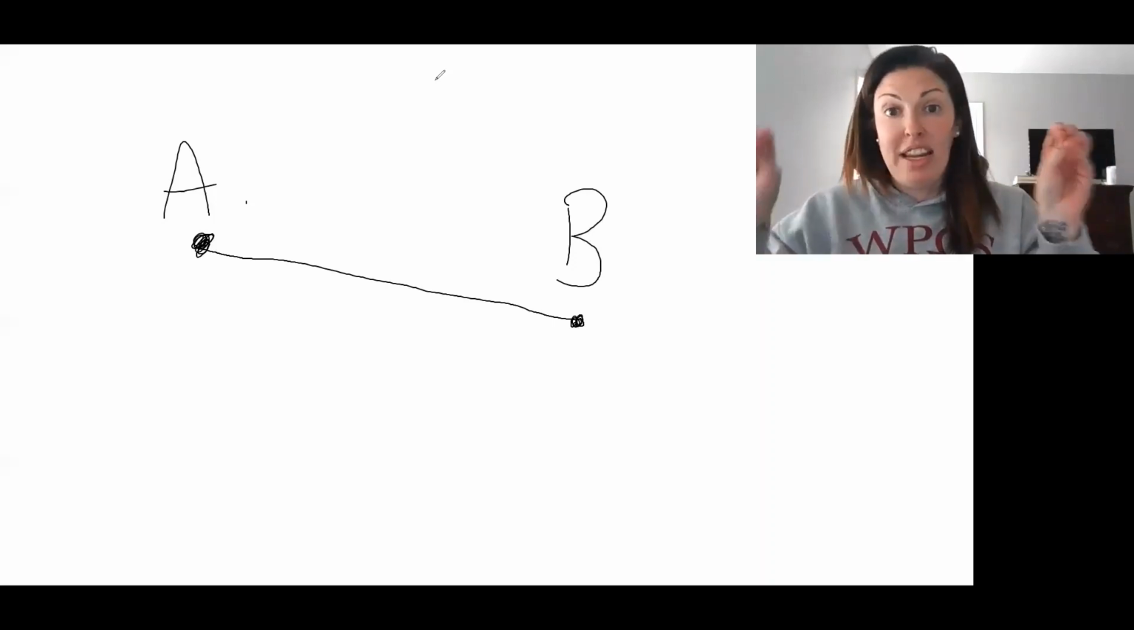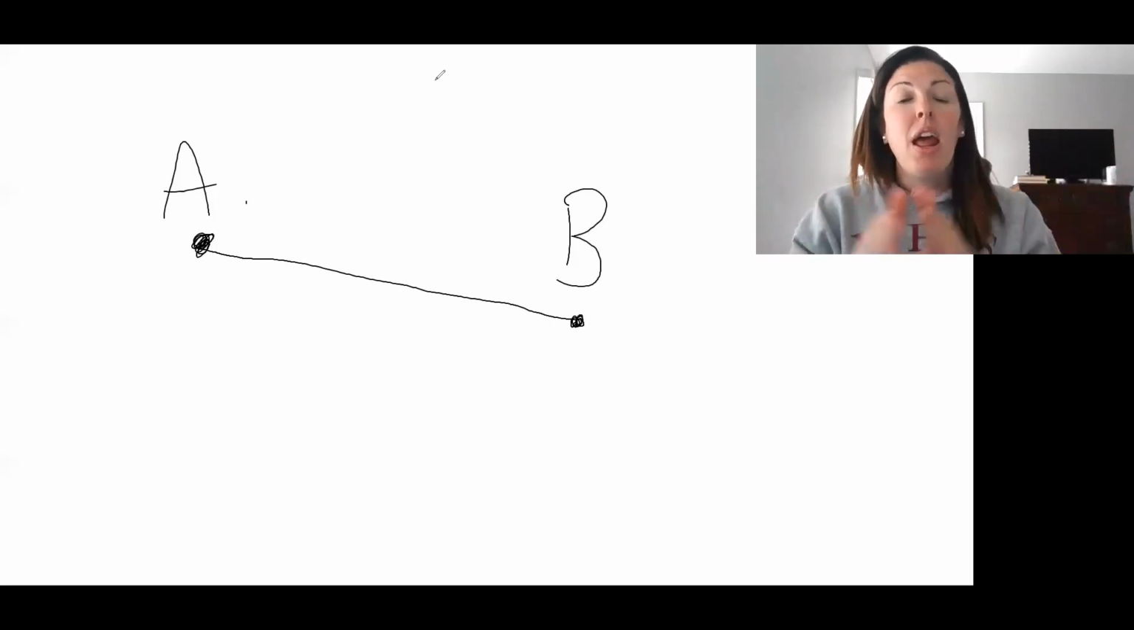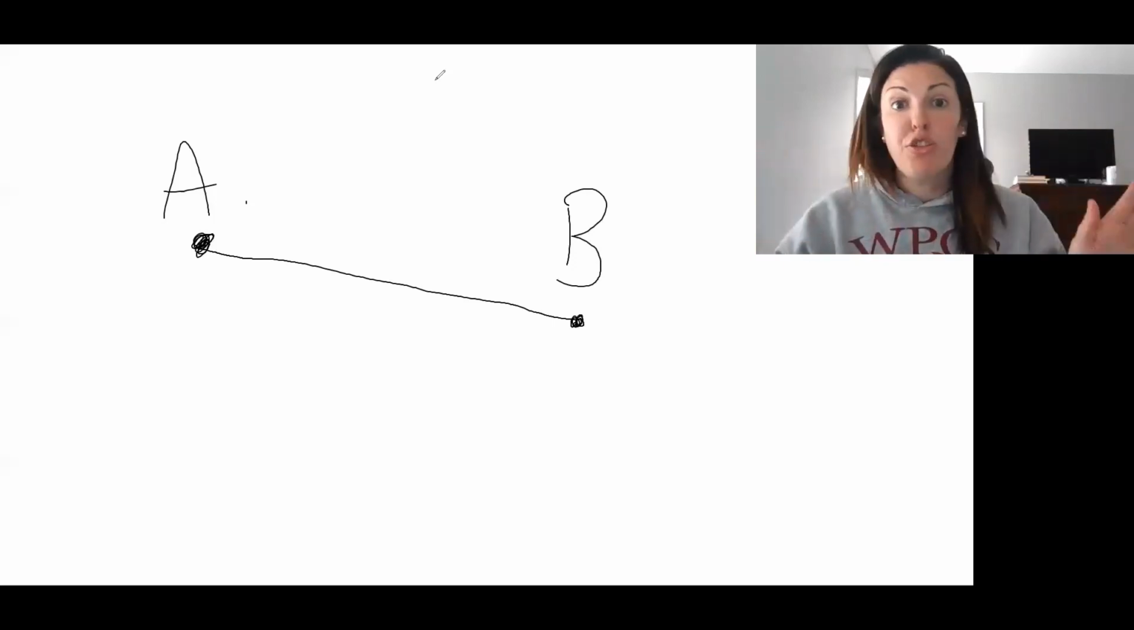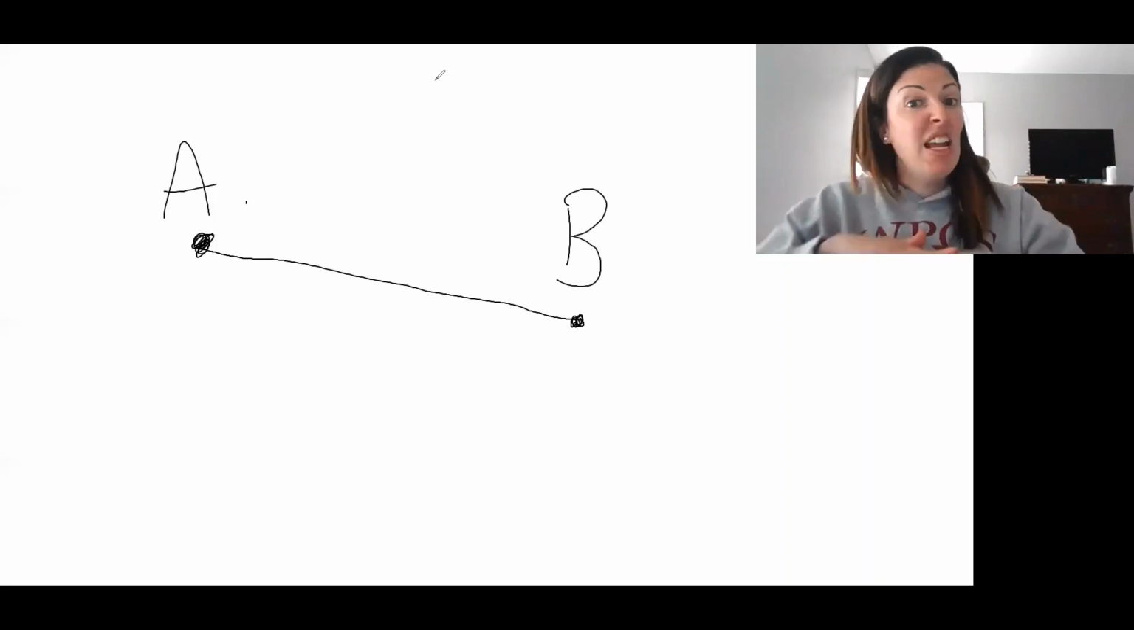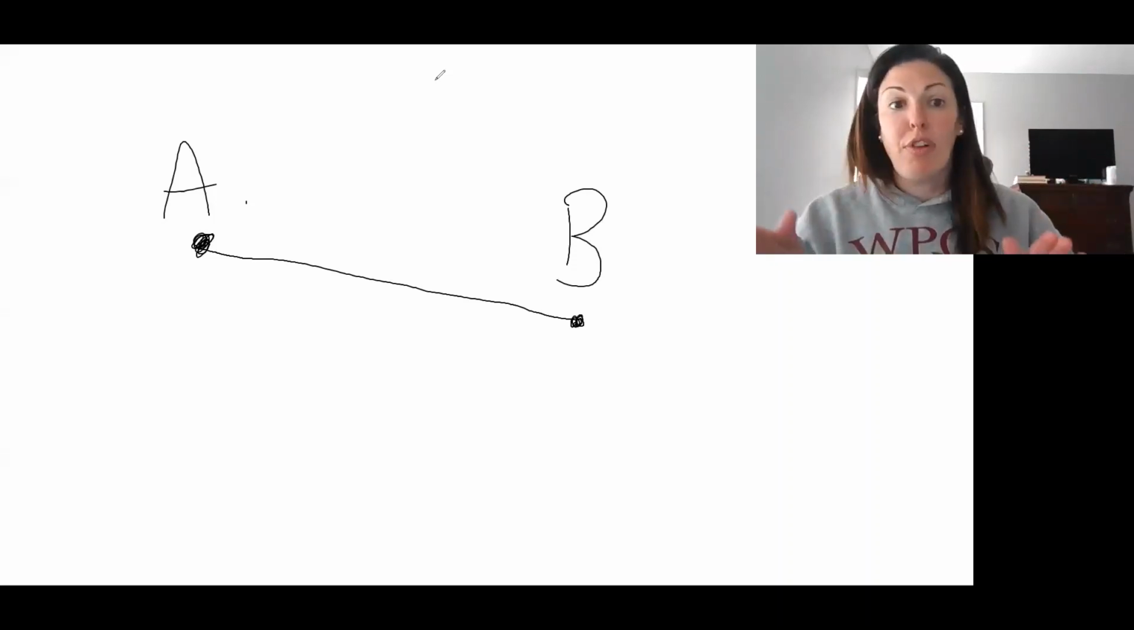Okay, there's a point on each end of that line segment. What that means is that in either direction, that line segment stops. It cannot go any further. It's like a stop sign right there.